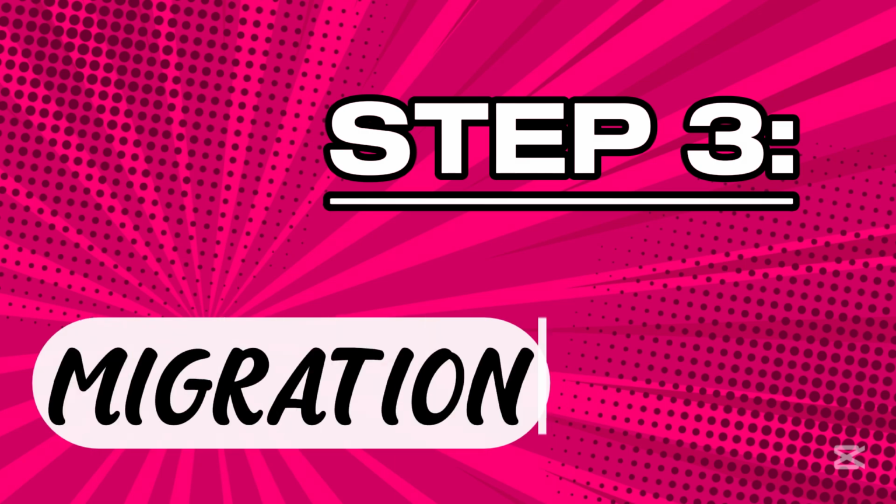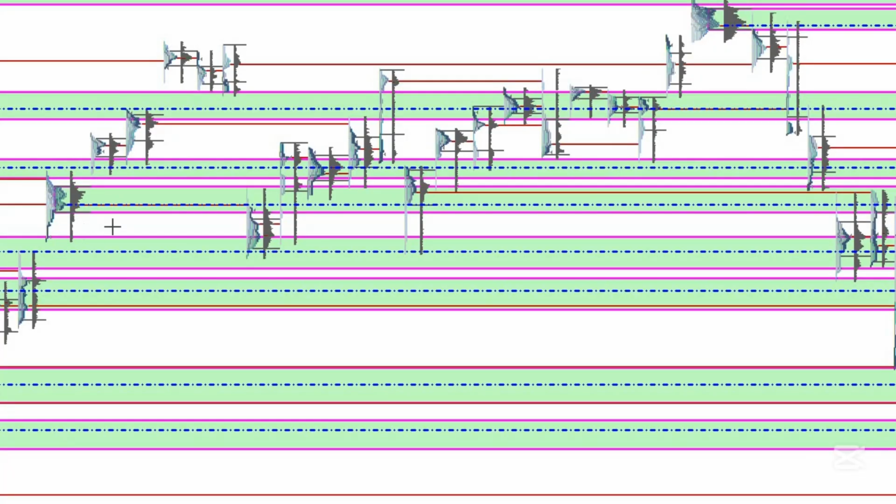And that leads to step number three, which is migration. Migration, just like with people that go from one place to another, is a trading term meaning that the price goes from this area to this area. And this is a strong indication that we are in the right trend, which now is buy.